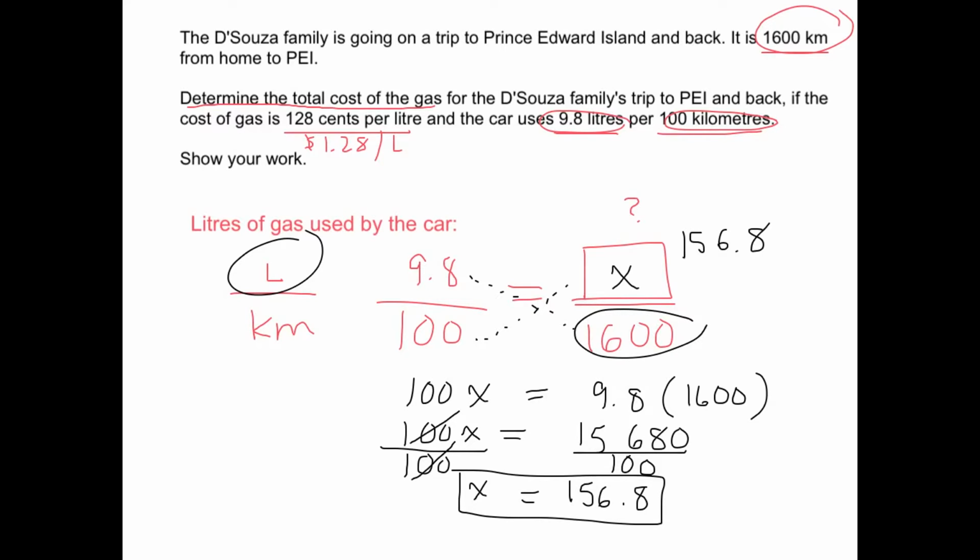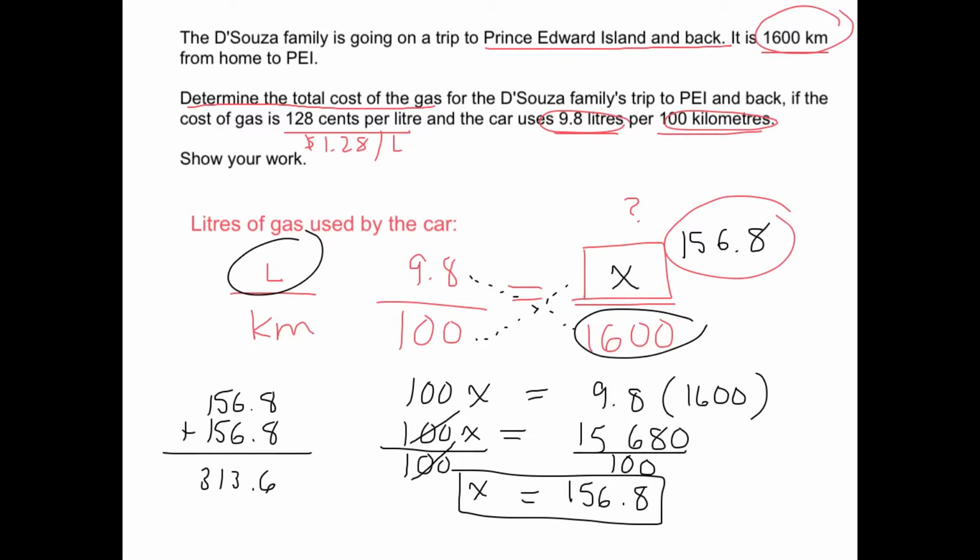We've just found the amount of liters the car uses when traveling one way. But remember, the question told us that the D'Souza family travels to Prince Edward Island and back. Well, if the total amount of gas used is 156.8 liters one way, what do you think happens when they travel back? That's right, they use another 156.8 liters of gas. So altogether, how many liters of gas do they use for the total trip? 156.8 plus 156.8 will give us the total amount of liters used altogether. 313.6.